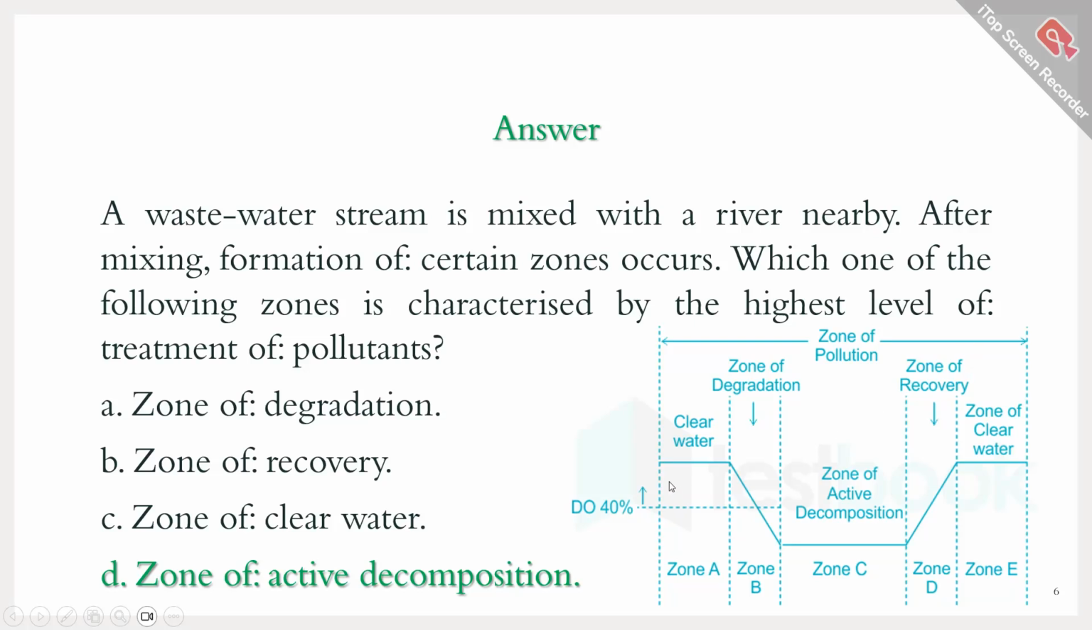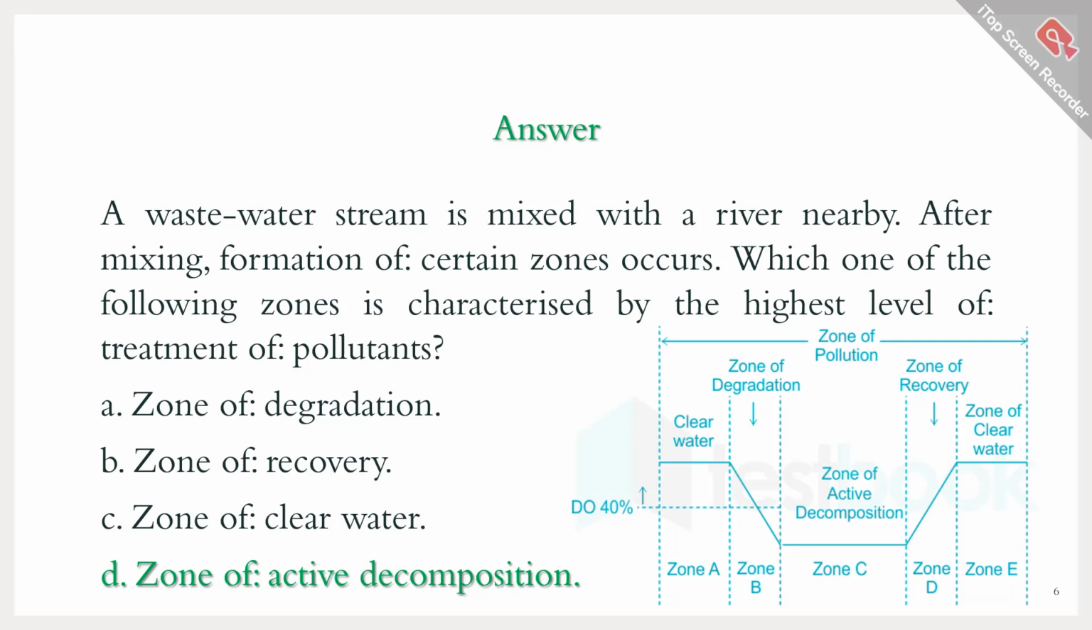And the level that we see is decreasing, then increasing. So this is nothing but the level of dissolved oxygen. The average level of dissolved oxygen is 40%. Zone A and zone E, both are zones of clear water. These two zones will have a dissolved oxygen percentage of around 60 or 70, and at the zone of active decomposition, or zone C, it will decrease to around 15 or 20%.